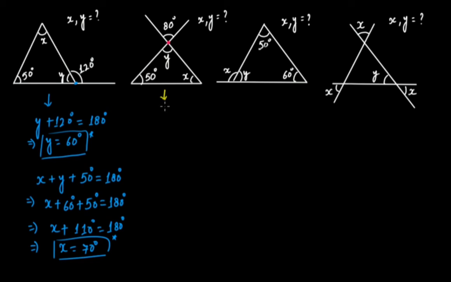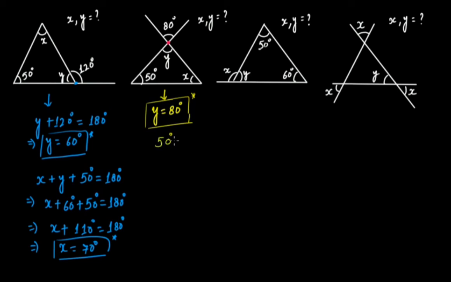Okay, I'm not going to write down here, just listen to what I'm saying. It's vertically opposite angles, and since vertically opposite angles are always equal, therefore Y will be equal to 80 degree. How? Because they are vertically opposite angles. So we have this value here, that's Y is equal to 80 degree. We have one value. Now apply angle sum property.